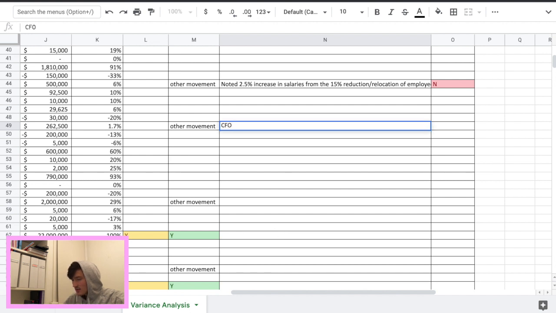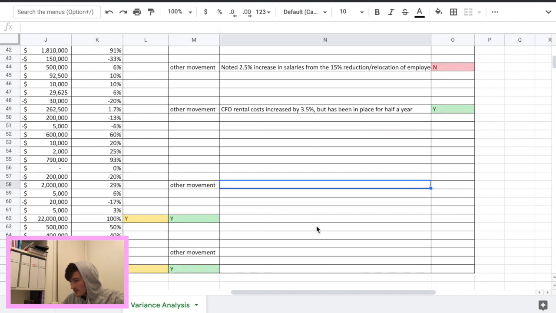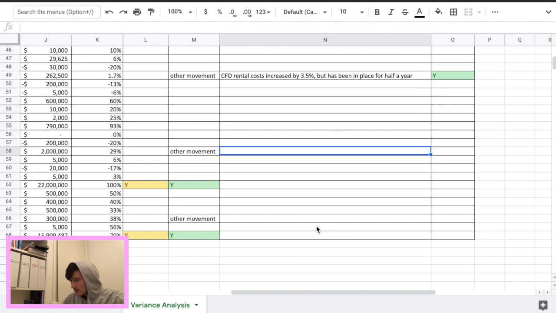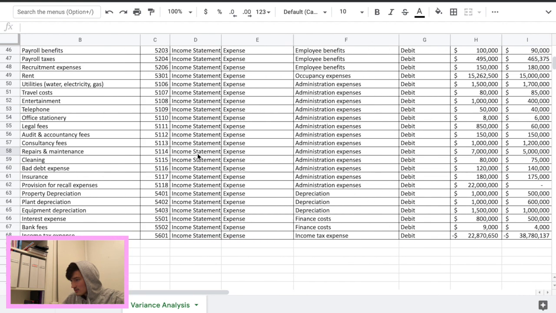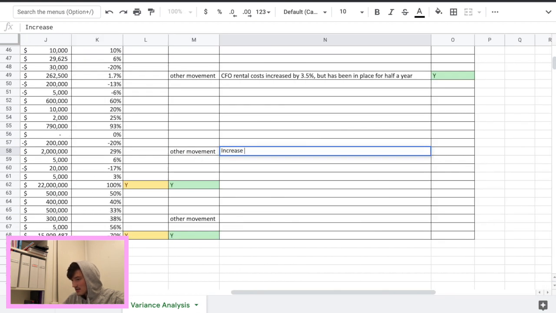1.7%. So this one's one of those that I was talking about. It's important to note the point in which it was expected to be put in place, because it's been in place for half a year for the rental costs, to increase 3.5%. So it roughly makes sense. Yeah, for half a year, 1.7%. Increase in operation costs to be 18 million.